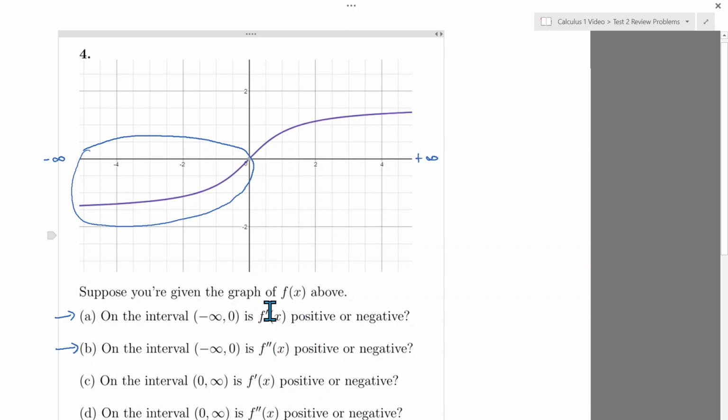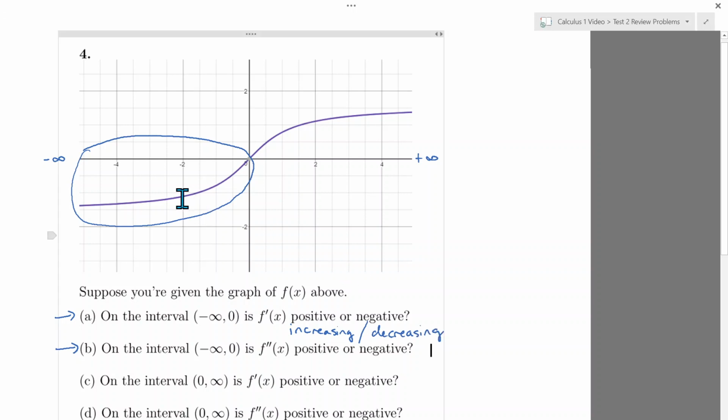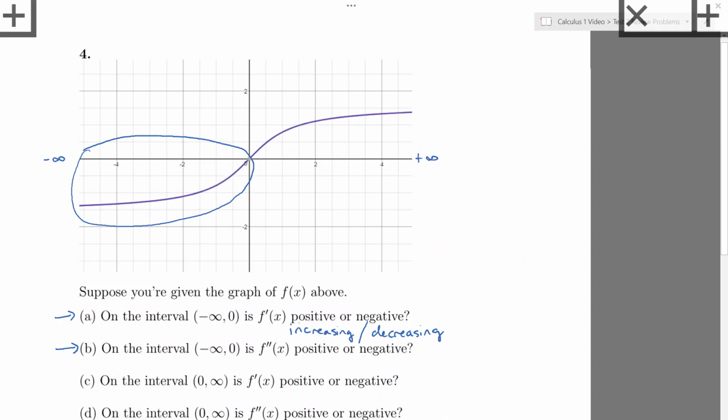So the first derivative tells whether the graph is increasing or decreasing. That's what we're trying to decide in A, whether it's increasing or decreasing. As always, we follow the graph from the left to the right. So going in this direction, the graph is curving upwards. So that means that the graph is increasing.